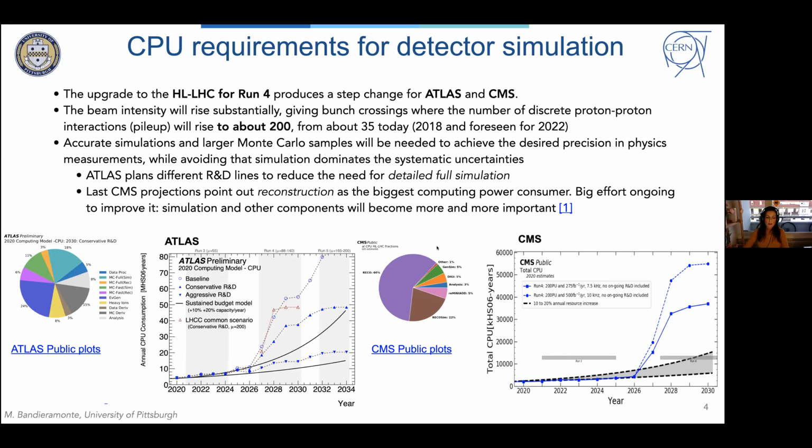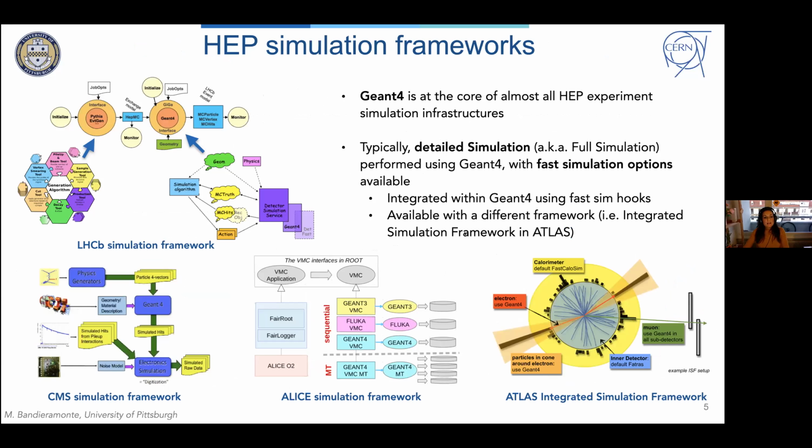So any effort towards speeding up simulation, of course, is of utmost importance for the experiment. Here in this slide, you can see different sketches of the simulation frameworks implemented by the different HEP experiments. And there is one thing in common between all of them, that is Geant4. So Geant4 is at the core of almost all HEP experiments' simulation infrastructures, except for ALICE, that actually provides the possibility to use different simulation engines, not only Geant4, but also Fluka and Geant3.